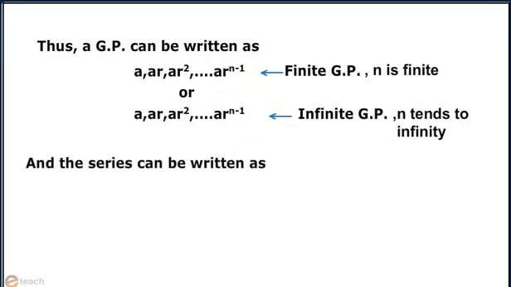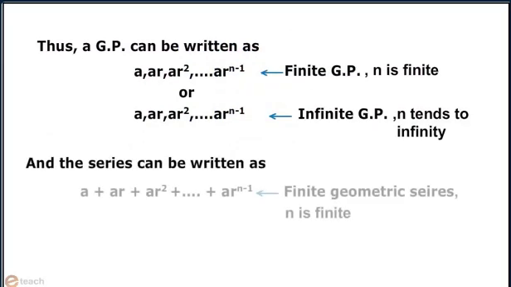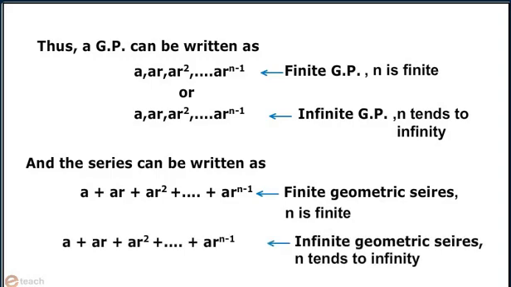And the series can be written as a plus ar plus ar squared, and similarly until a r to the power n minus 1. This is called a finite geometric series, or we can write it as a plus ar plus ar squared plus ar cubed, and so on, a r to the power n minus 1, and also for infinite terms. This is called an infinite geometric series.